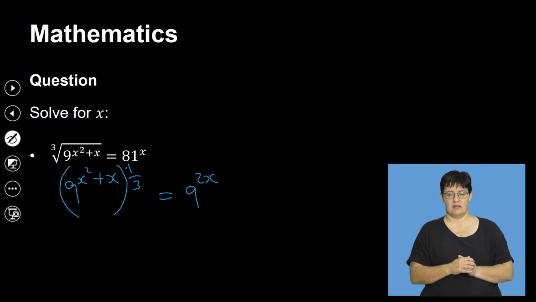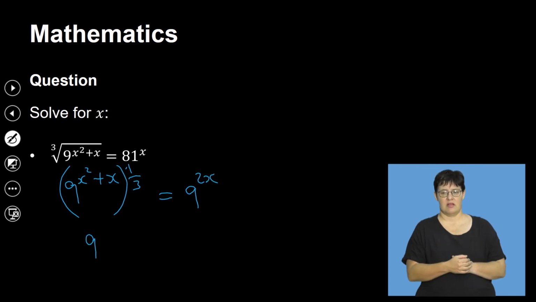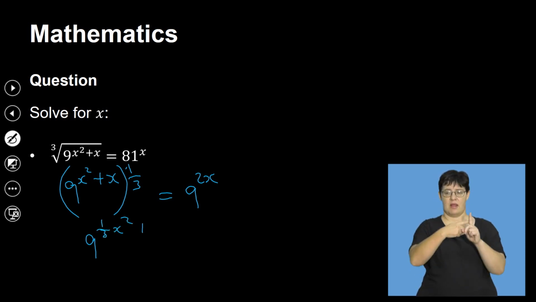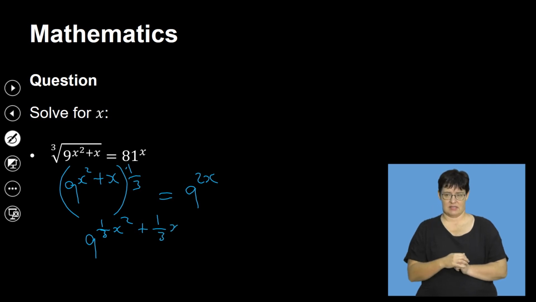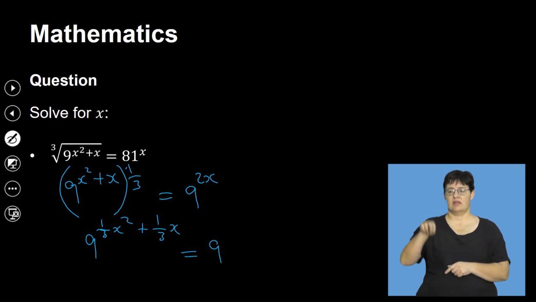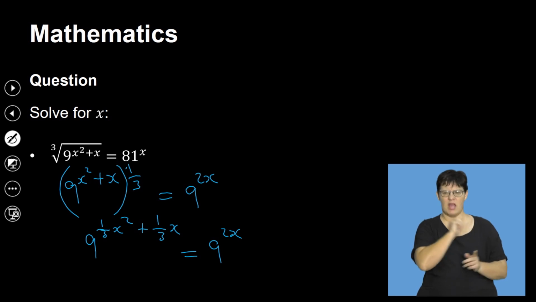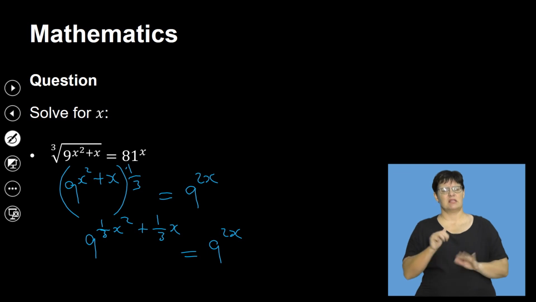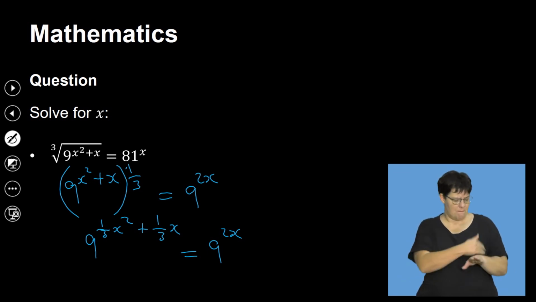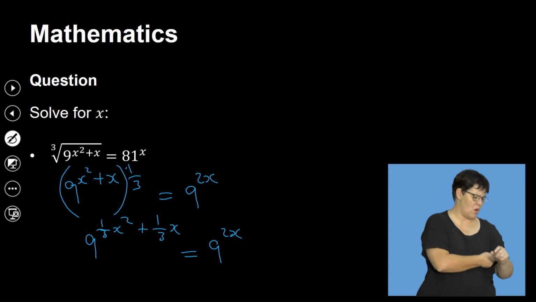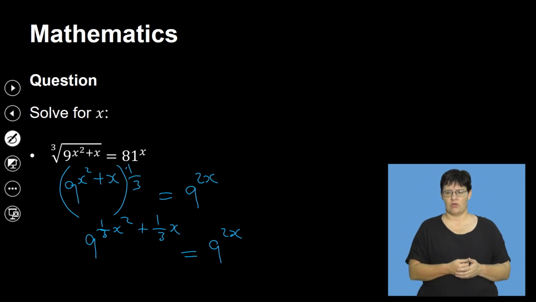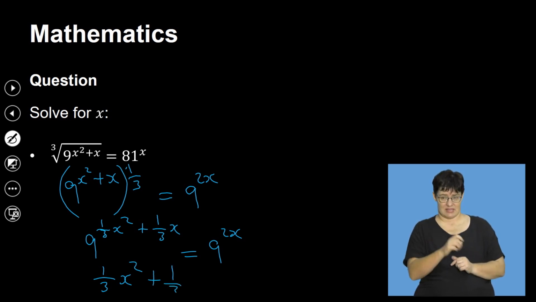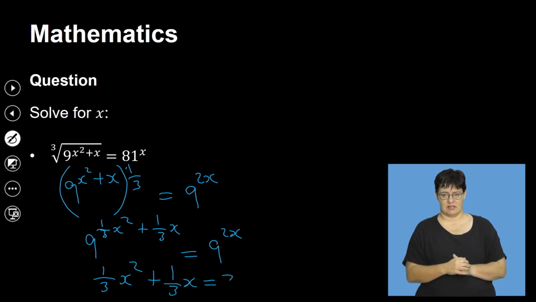And then you can then simplify this, 9 to the exponent of 1 over 3 x squared plus 1 over 3x equal to 9 to the exponent of 2x. Why am I not changing these bases? Because already 81 gives me the base of 9. So you can already see that my bases are the same. I have 1 power, I equate my exponent. So it is 1 over 3 x squared plus 1 over 3 x equals to 2x.